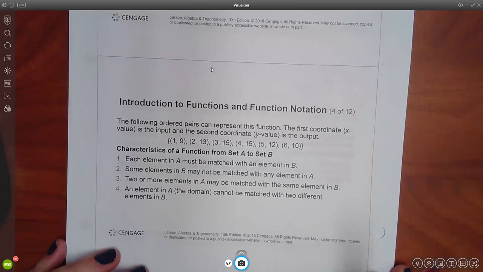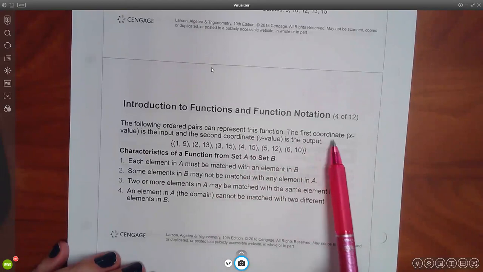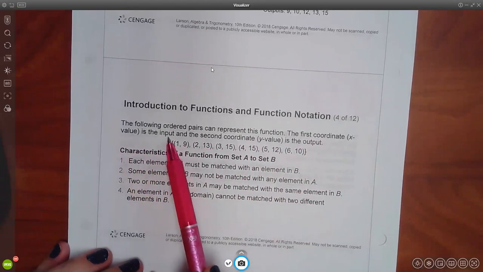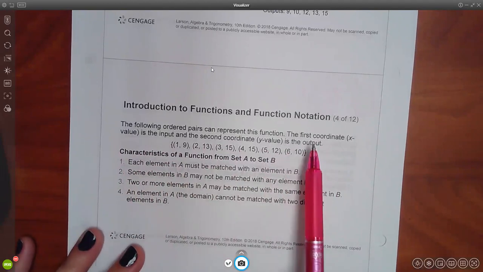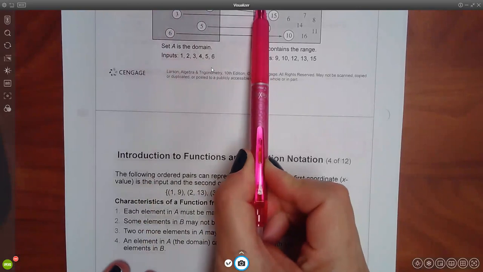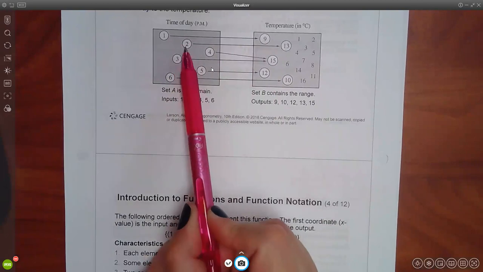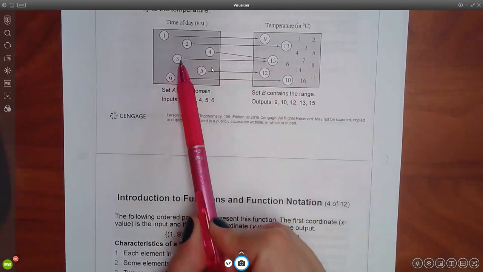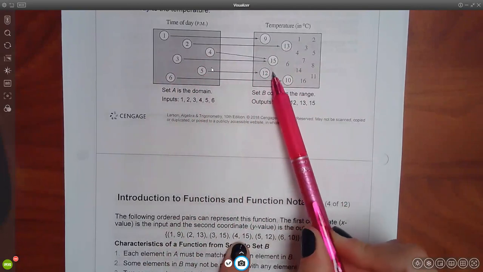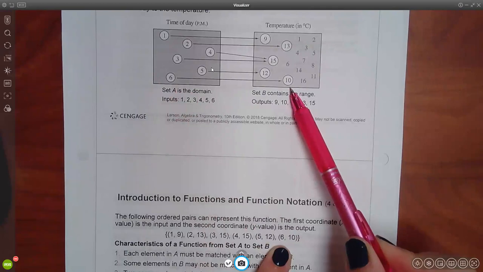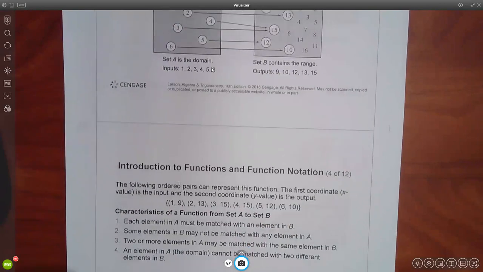It says here, the following ordered pairs can represent this function. The first coordinate, which would be the x value, is the input, and the second coordinate, which is the y value, is the output. So if I took 1, notice that it mapped straight to 9, and that's why this is 1, 9. Then 2 mapped to 13. 3 was mapped to 15. 4 was also mapped to 15. 5 was mapped to 12. And 6 was mapped to 10, right? So they're just putting it in point form, which does help us a lot.